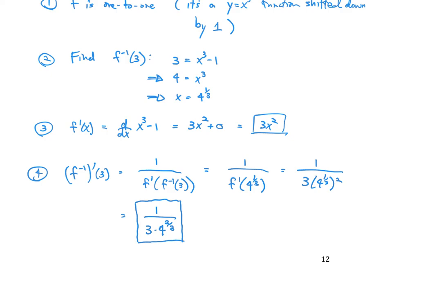So this basically concludes our discussion about the derivative of the inverse at a point. And just as a reminder, if you're only concerned about the slope at a single point, you do not need to actually find the inverse. You can just use this formula.